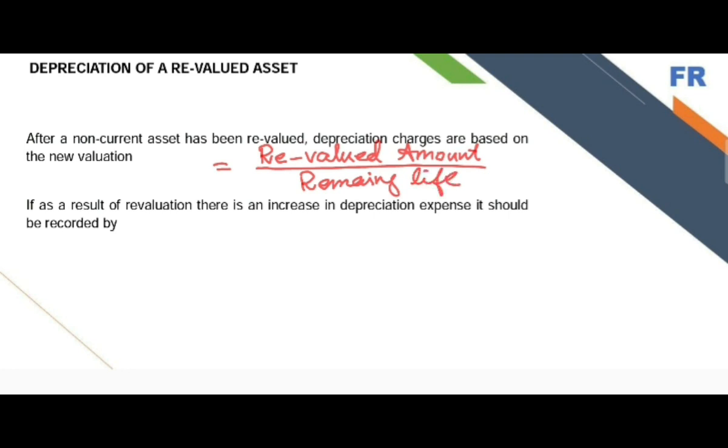Next thing, if as a result of revaluation there is an increase in the depreciation expense, how should it be recorded? If as a result of revaluation there is an increase in the depreciation charge, this is, in other words, said to be excess depreciation.